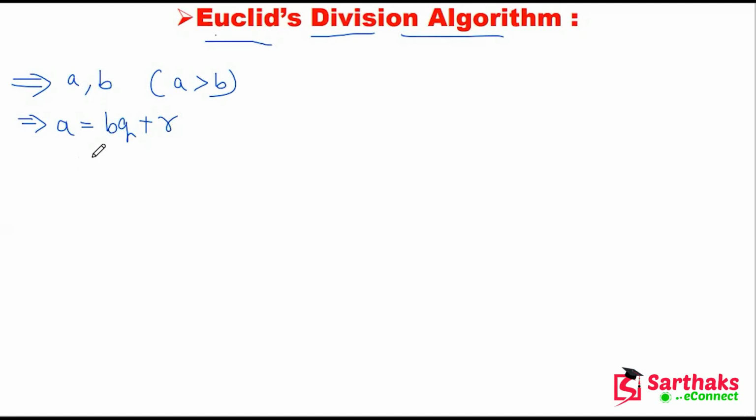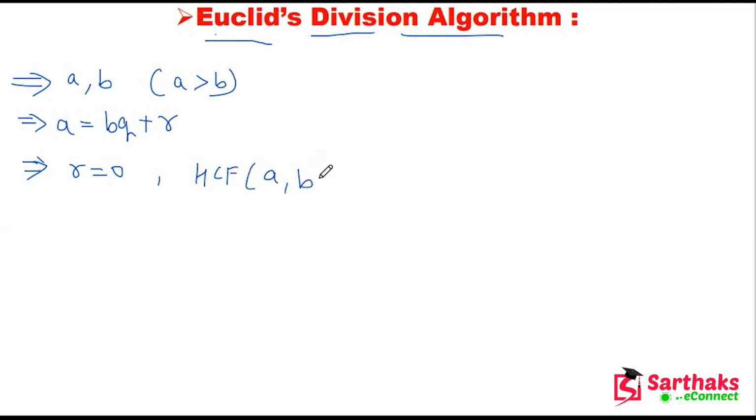Here is a very important note: if r equals 0, then the HCF of a comma b is equal to the divisor. What divisor? Here the divisor is b. So our HCF is b.